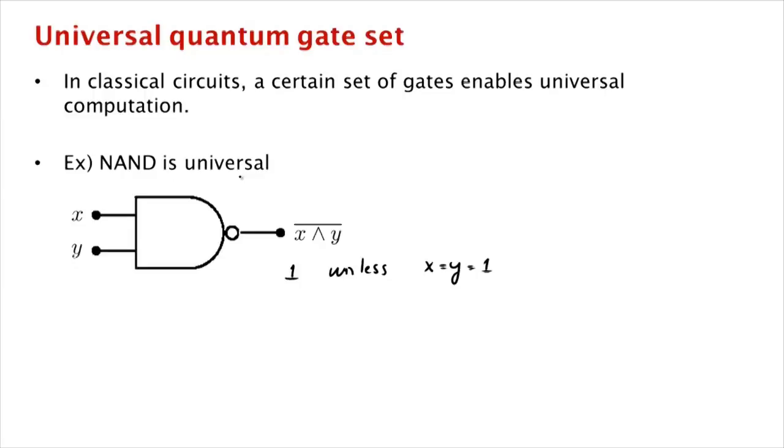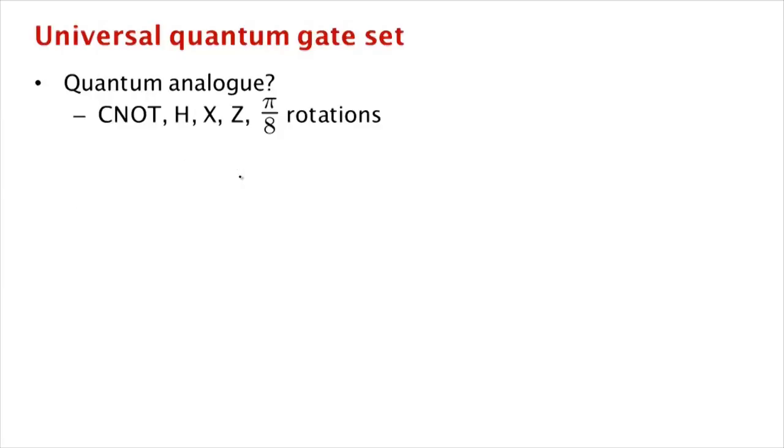Is there a universal family of quantum gates? And it turns out that there is. There are various families of quantum gates that are universal, but for our purposes, the gates that we saw: CNOT, Hadamard, X, Z, together with a pi/8 rotation. If you have just these 5 types of gates, then the claim is you can implement any quantum circuit that you want. Now let me say just a couple more words about it to make this a little more precise for those of you who are interested.